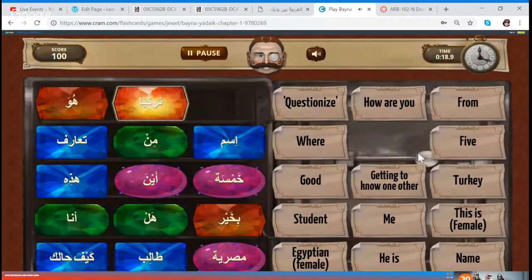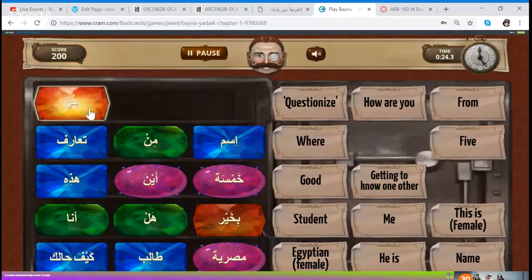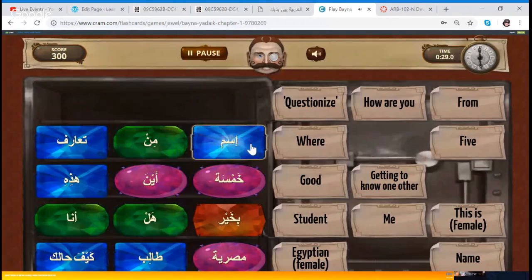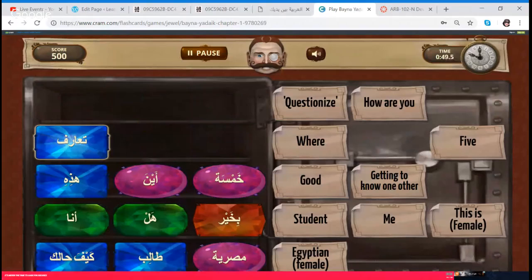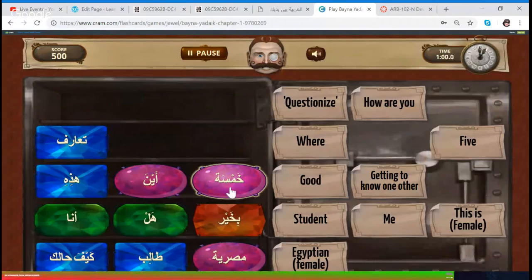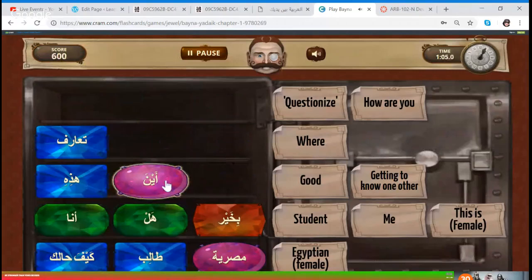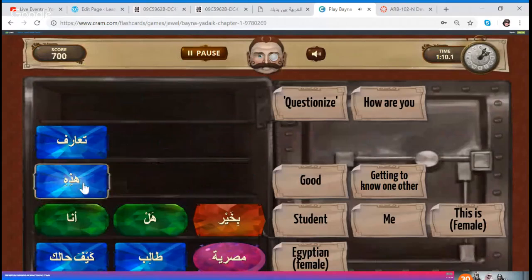Huwa, he. Good. Ism, my name. Name, ism. Min, from. Yeah, this one you may not know. We'll leave this one to come back to, okay? Go down here. Okay. Khamsa, five. Good. Aina, where? Hadihi, this is female. Good.